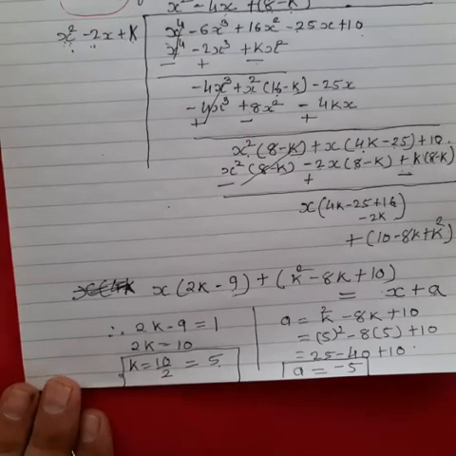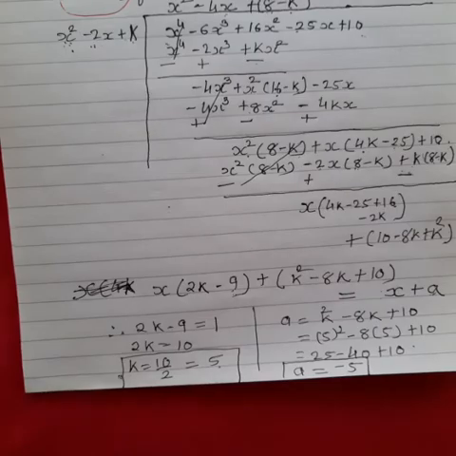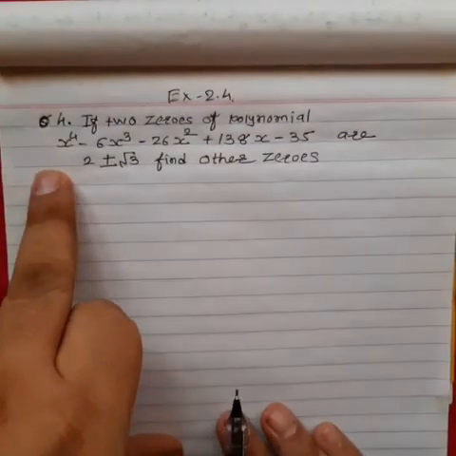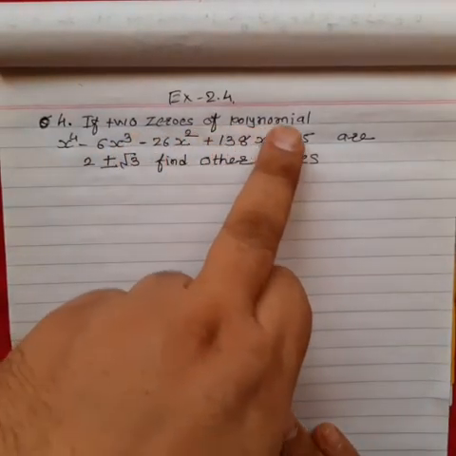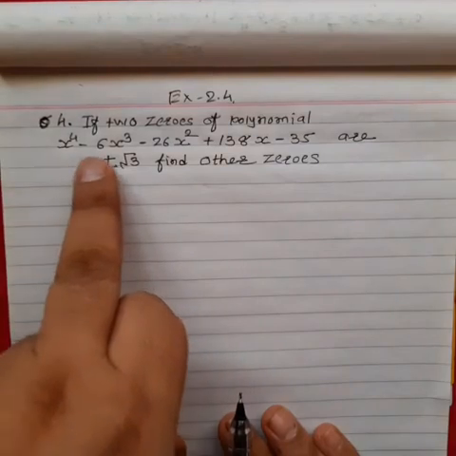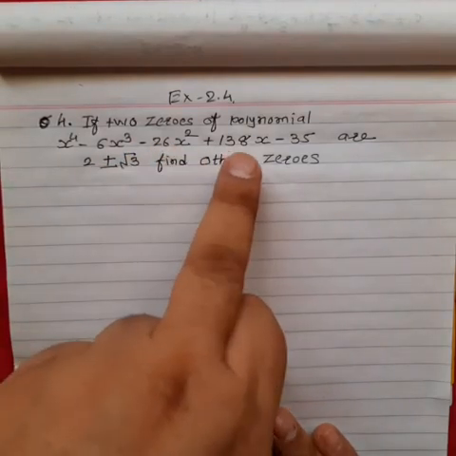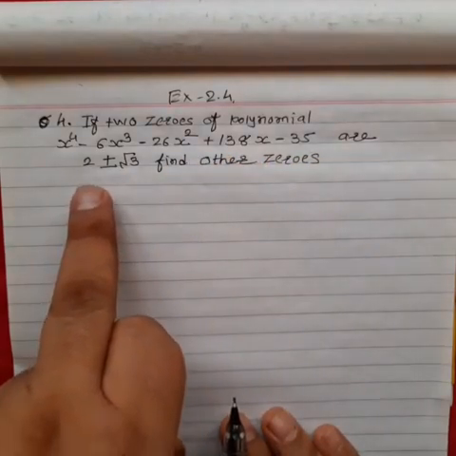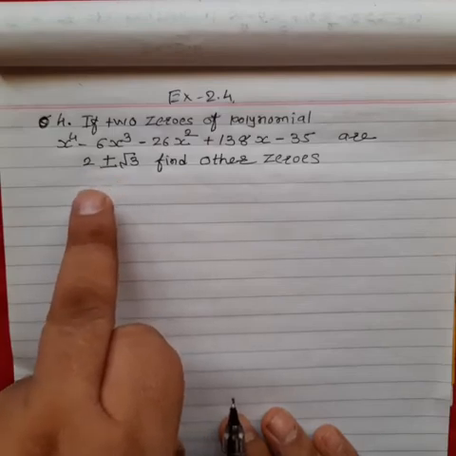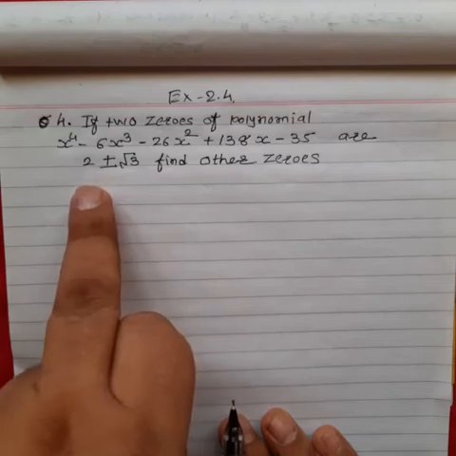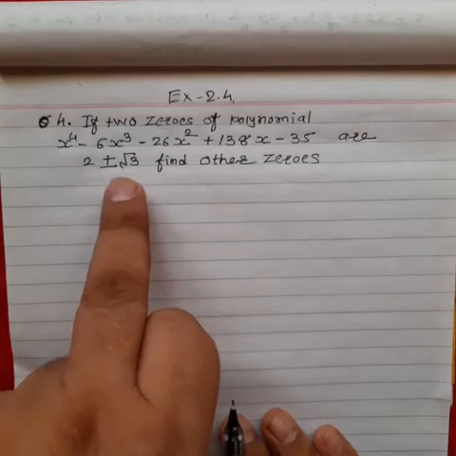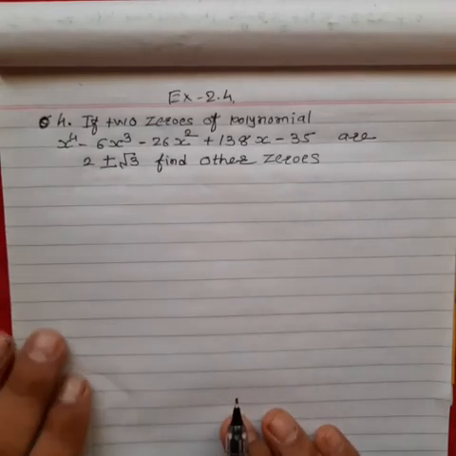I hope you can understand this. Now see exercise 2.4, question number 4. If the two zeros of the polynomial x raised to 4 minus 6x cube minus 26x square plus 138x minus 35 are 2 plus or minus root 3. Here the 2 zeros are written with the same sign. Actually 1 zero is 2 plus root 3 and another zero, that is 2 minus root 3. Then find the other zeros.